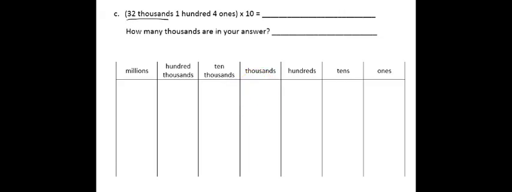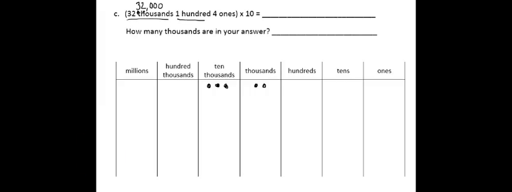But if I think about this, 32 thousands would mean that I have 3 groups of 10,000 and 2 thousands. So I'm going to start my place value chart showing it that way. I have 3 groups of 10,000 and 2 groups of 1,000. That gives me my 32 thousands altogether.